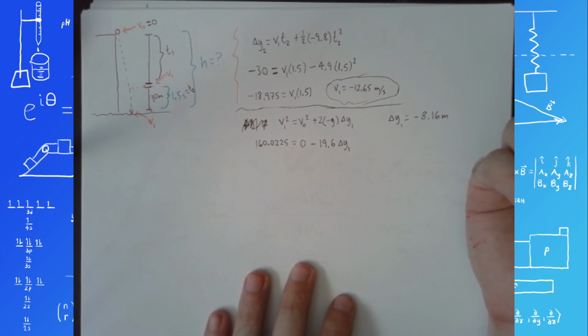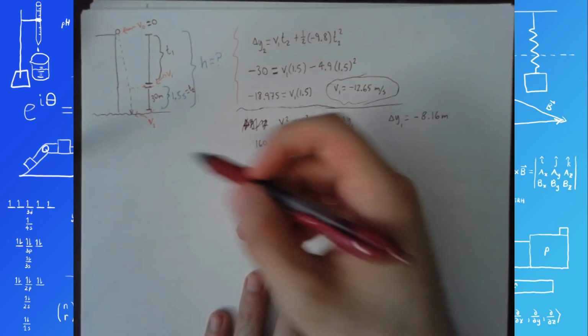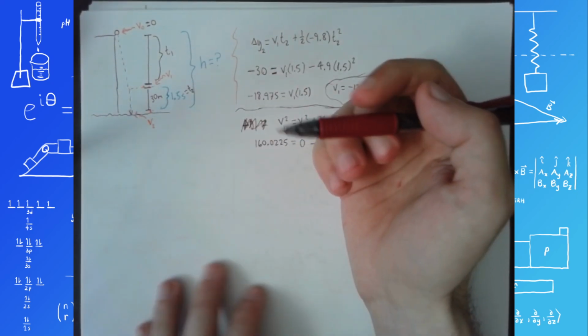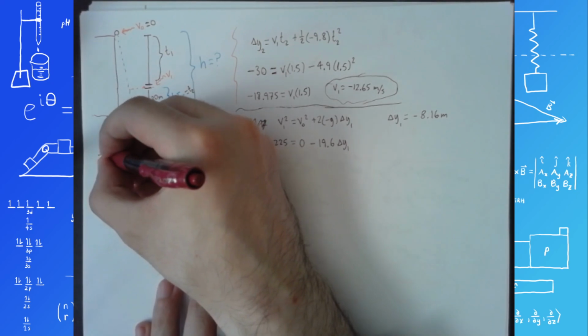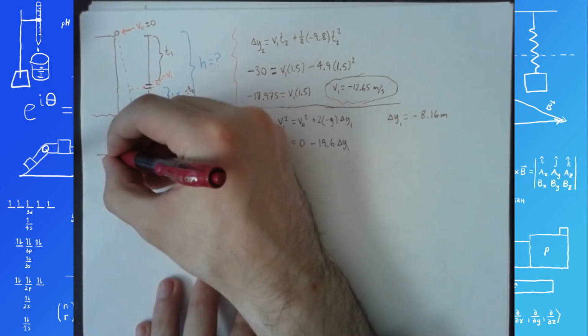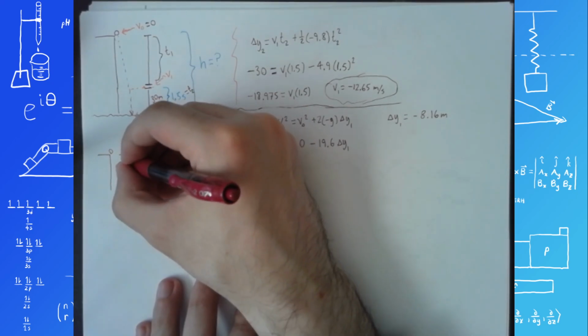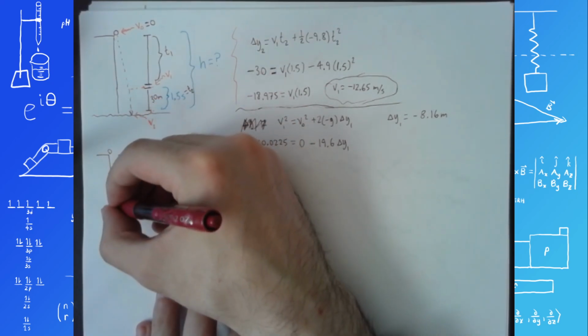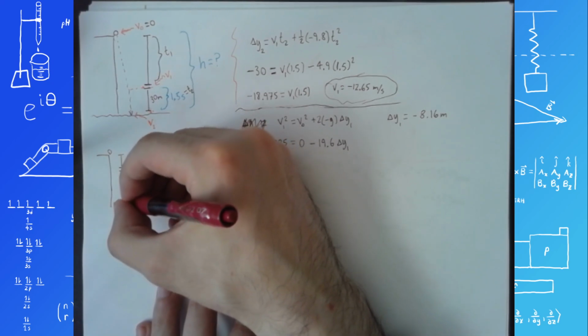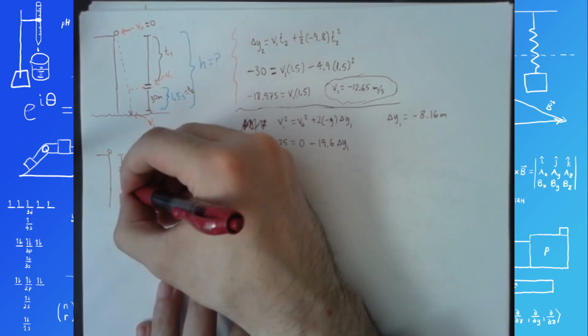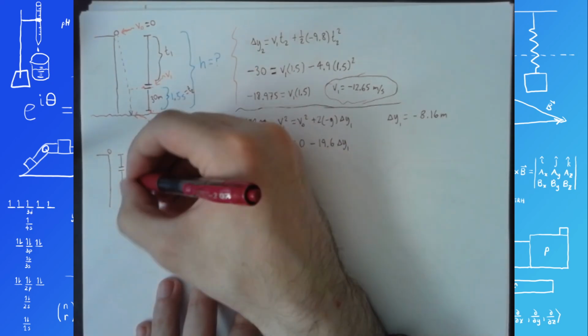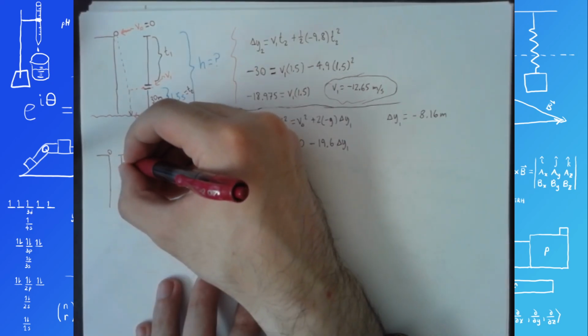That's actually reassuring. 8.16 is a lot smaller than this 30, so clearly my drawing was not to scale. A drawing that would have been to scale would be something more like this, with my delta y1 over here, and then my delta y2, my 30 meters, being about that big in comparison.